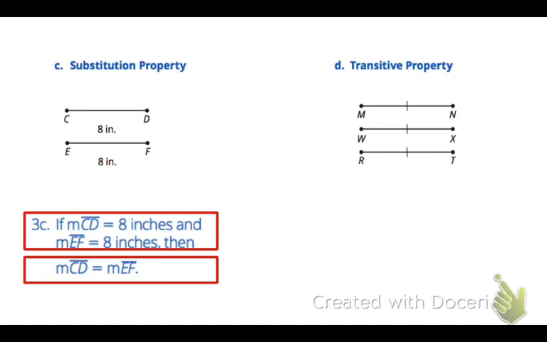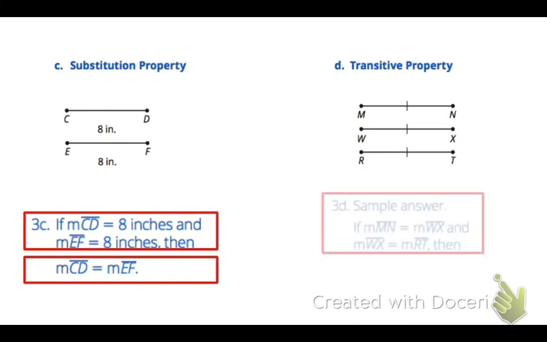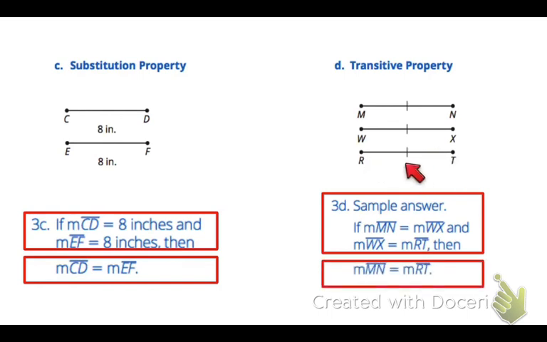Transitive property, that's the one where if A equals B and B equals C, therefore C equals A as well. So it's like a cycle, right? So if this is equal to this right here, and then this is equal to this as well, that means that this is going to equal the original one because it's a cycle. So if I were to say that MN is equal to WX, the measurement, and WX is equal to RT, then I can say, therefore, the measurement of RT is also equal to MN, which was the one that you started off with.